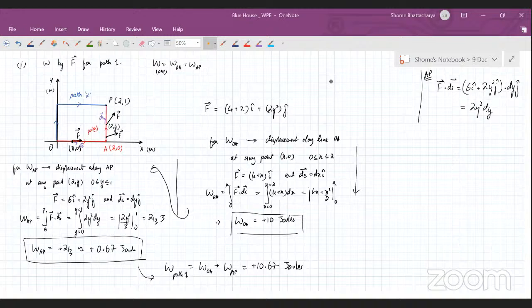Is it clear? No? Okay, so take this down quickly and do the calculation for the second path.